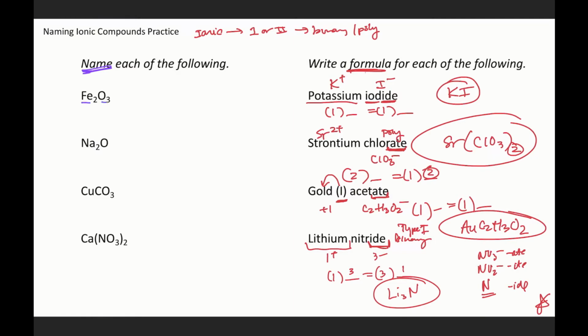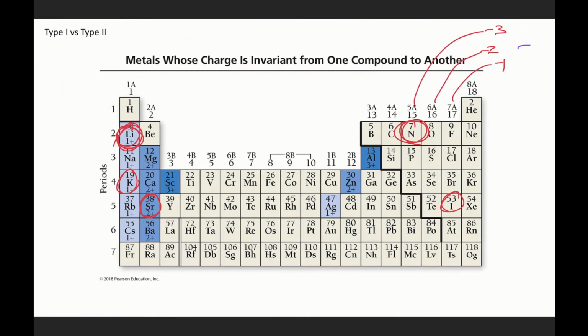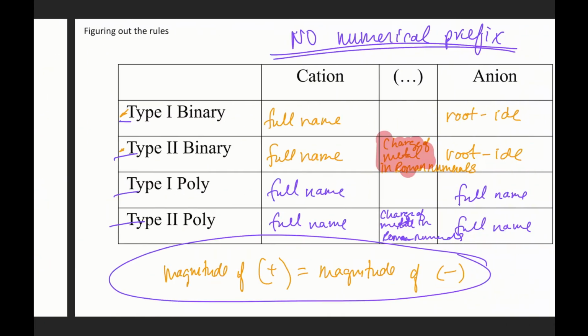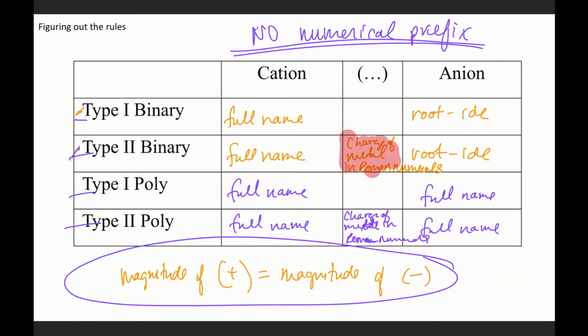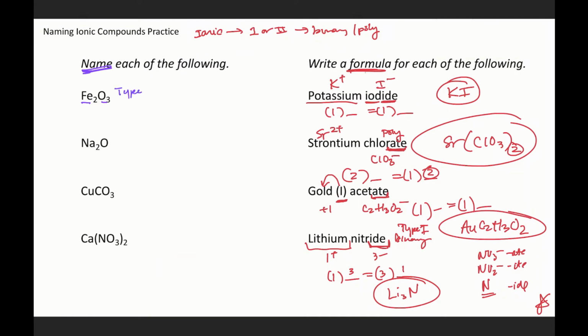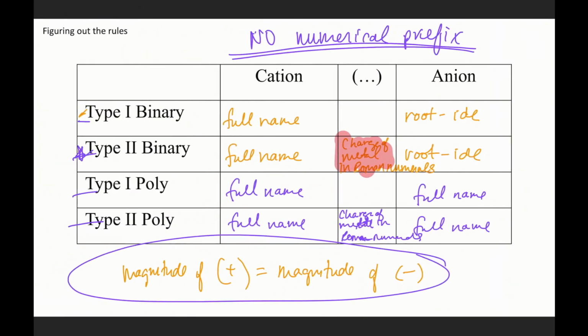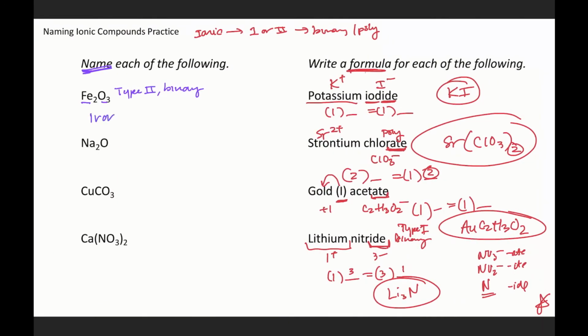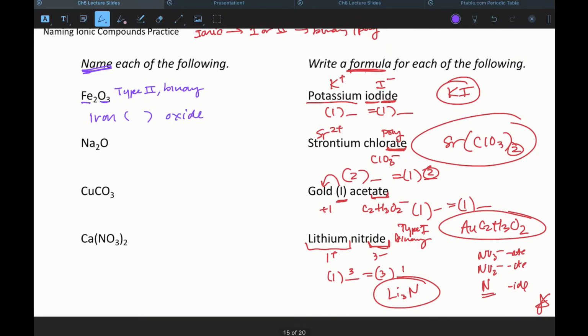So we have Fe2O3, so we need to go find iron and oxygen on the periodic table. Here is iron, here is oxygen. So we definitely have ionic. Because iron is located here, it's going to be a type 2. And it's going to be binary because it's only made of 2 elements. So this is a type 2 binary. So we're going to follow the naming system, which says I'm going to use full name of the metal, charge, and then root-ide. Full name of the metal, which is iron, charge, and then root, which is ox, ends with ide.